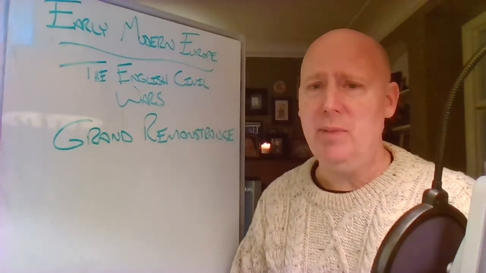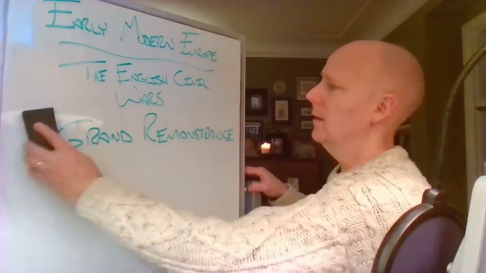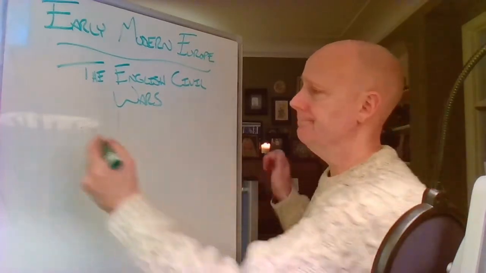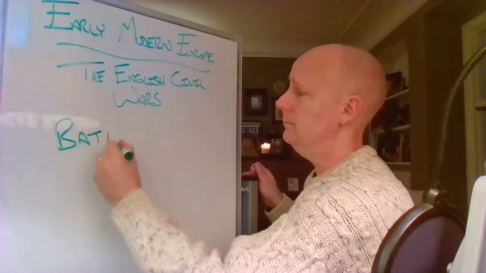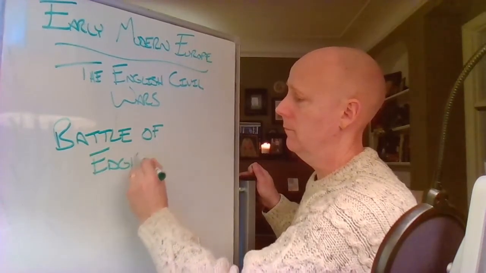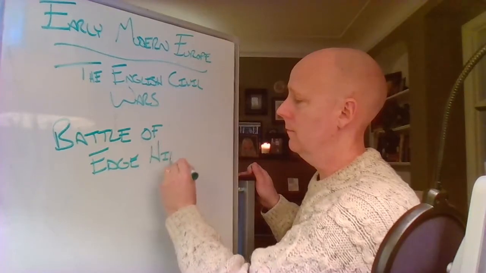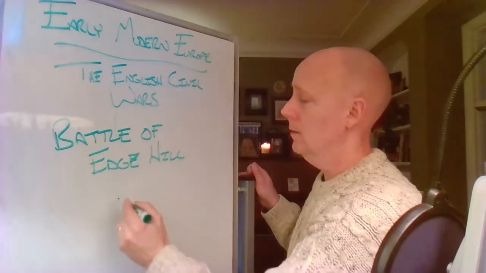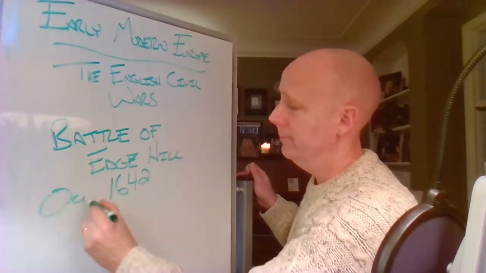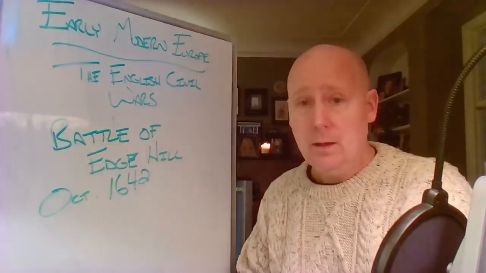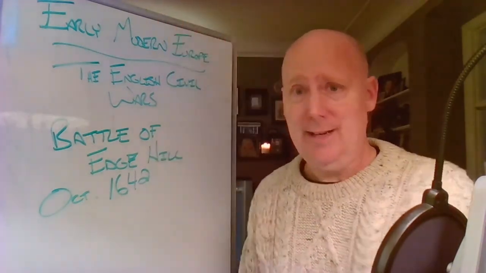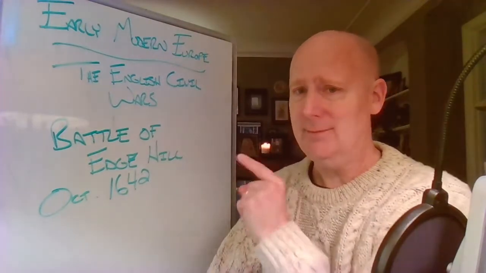The first major battle is the Battle of Edge Hill. In 1642, October. Charles, leading his own troops, because kings still did that at this time, right? Kind of an important thing.